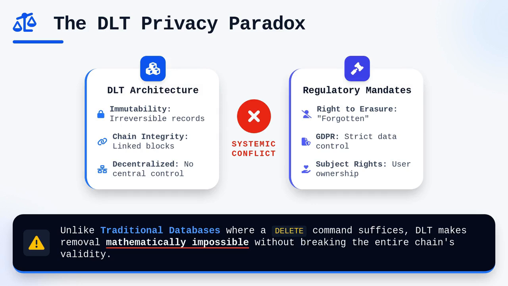In a traditional database environment, we can simply execute a delete command on a specific row to satisfy a data subject request. In a distributed ledger, however, the consensus mechanism relies on the integrity of every previous block, making the removal of a record mathematically impossible without breaking the chain. This is not merely a technical limitation, but a systemic conflict between decentralization and the regulatory mandate for control over one's personal data.